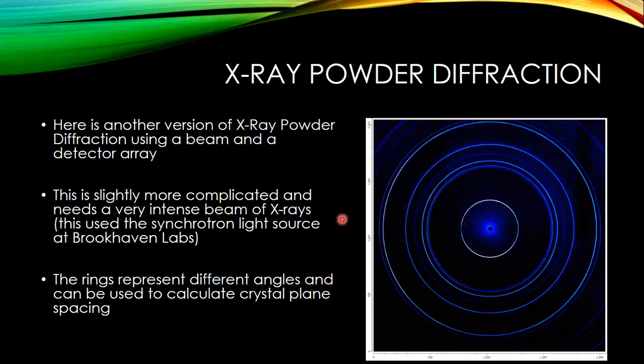Here's another version of X-ray powder diffraction. Instead of using a rotating detector, this simply uses either film or a detector array. Now the beam of X-rays is sent toward the sample and it is diffracted at each angle representing constructive interference, the Bragg condition for each crystal plane. Here you can see several crystal planes represented by these rings.